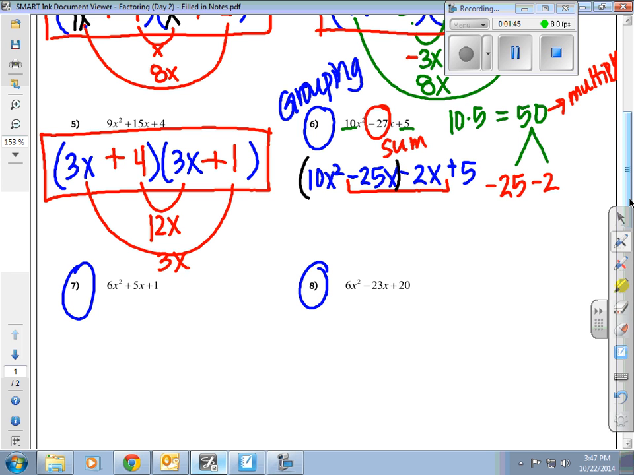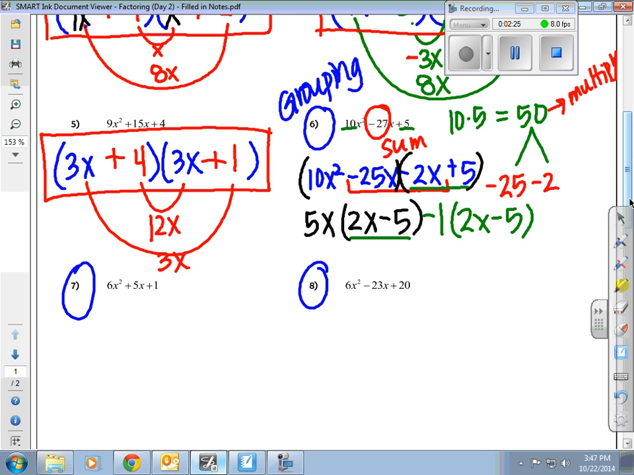The next thing I do is I group. I look at the first two terms, and then I look at the second two terms. I look at the first two and ask, what can I factor out of here? I know that 10 and 25 are both divisible by 5, and I can also divide both by an x. So I would have 5x times 2x minus 5 in parentheses. Now I look at the second group. I want to have something that is the same as what is in this parenthesis here. It's almost the same, except I need to factor out a negative 1. So minus 1 times 2x minus 5.